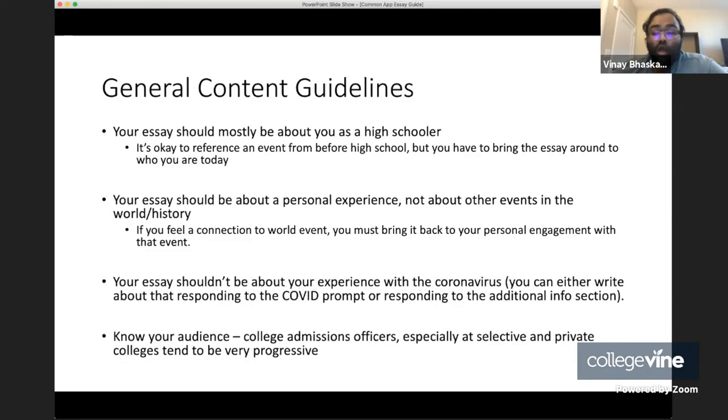Now, some general other content guidelines to keep in mind. First up, your essay should be mostly about you as a high schooler. It's okay to reference an event before high school, but you have to bring the majority of the essay around to who you are today. Similarly, your essay should be about a personal experience, not about other events in the world or history, right? If you feel a connection to a world event or even to a historical event, you have to bring it back to your personal engagement with that event.